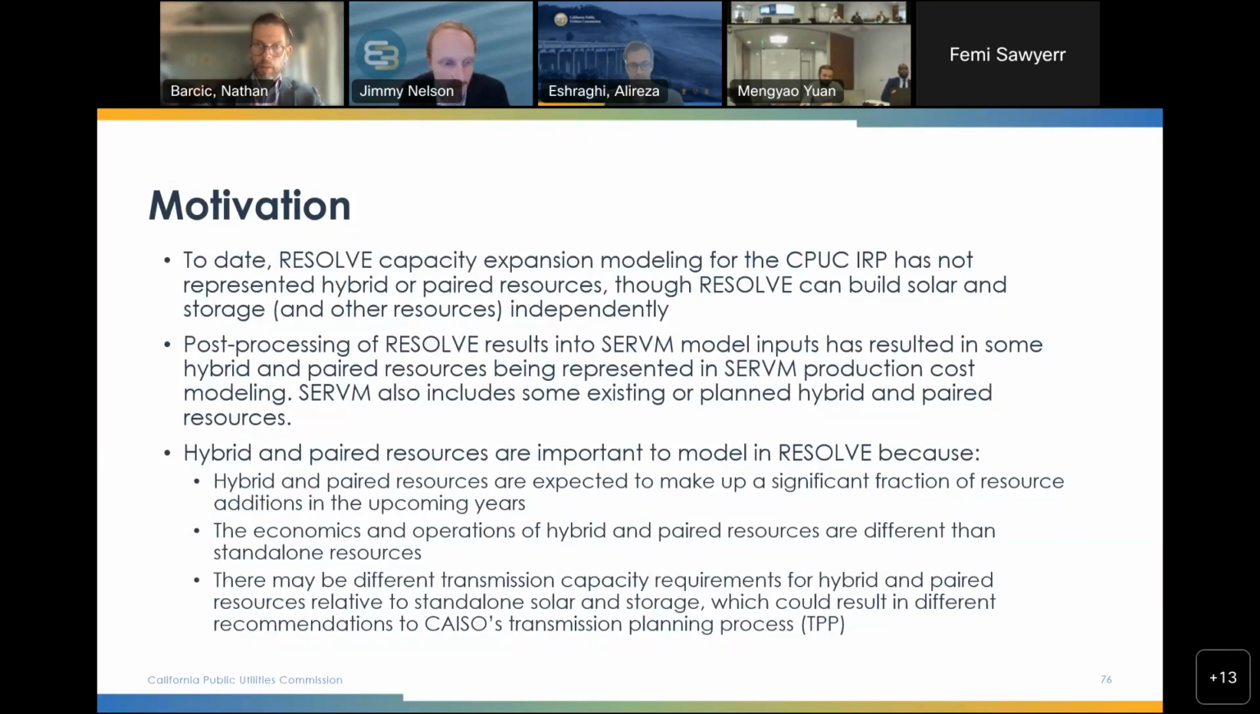It's important to do so because hybrid and paired resources are expected to make up a large fraction of the solar and storage capacity being added in the upcoming years. There can be some differences in the economics and operations of hybrid and paired resources. And there might also be transmission implications of modeling hybrid or paired versus standalone equivalents. I'll also note that there is some representation already of hybrid and paired resources in CERVM production cost modeling. So CERVM is maybe a little bit ahead of Resolve in this regard. Next slide.